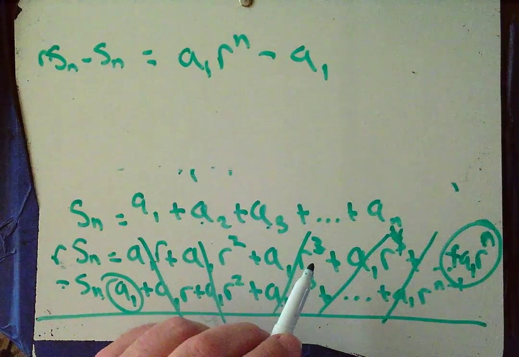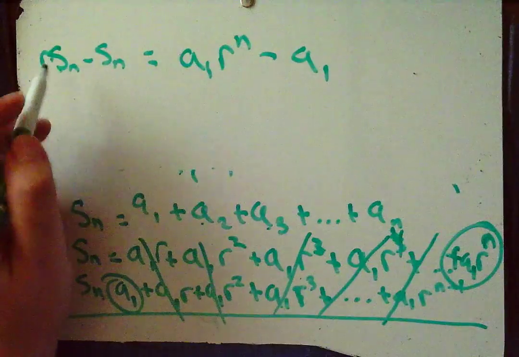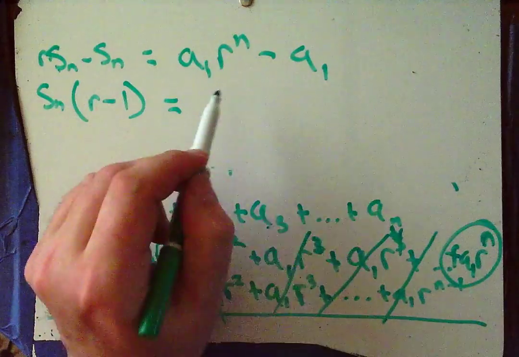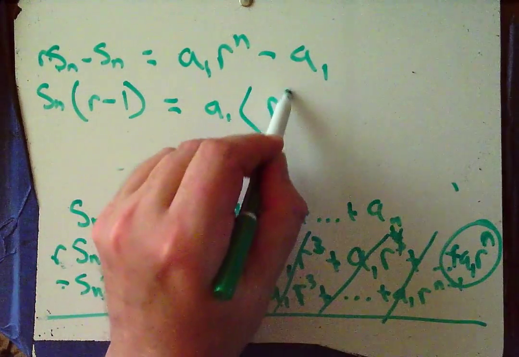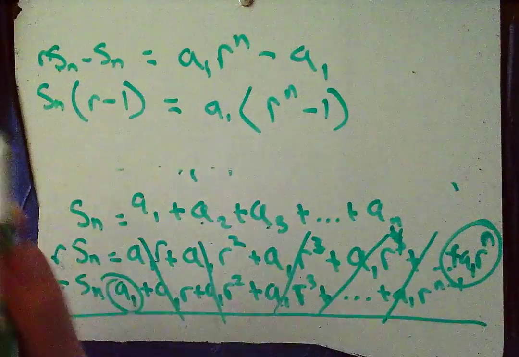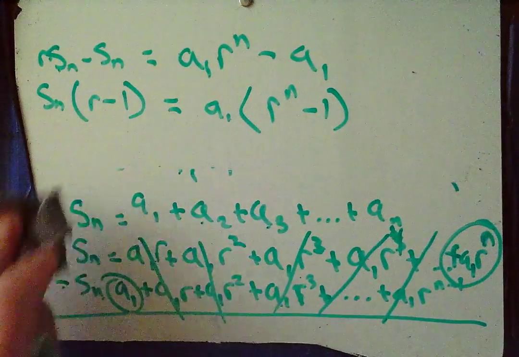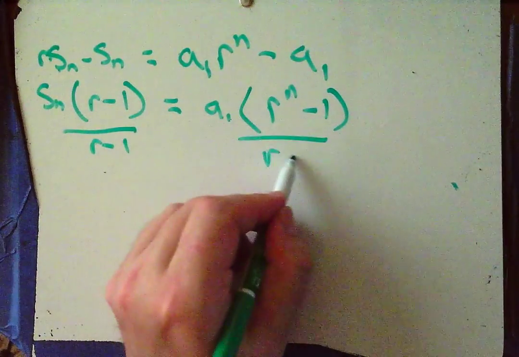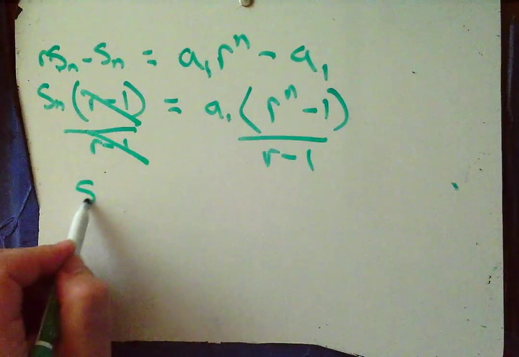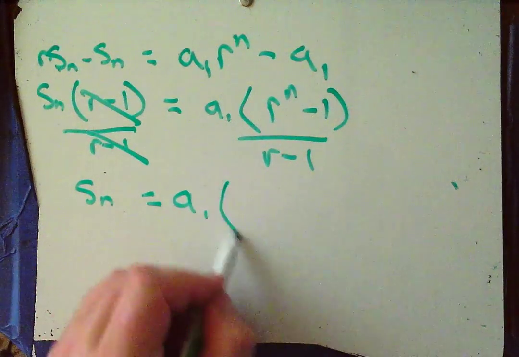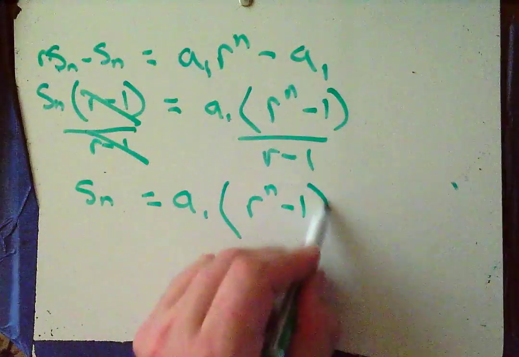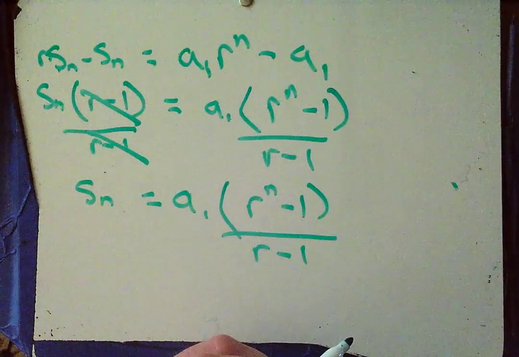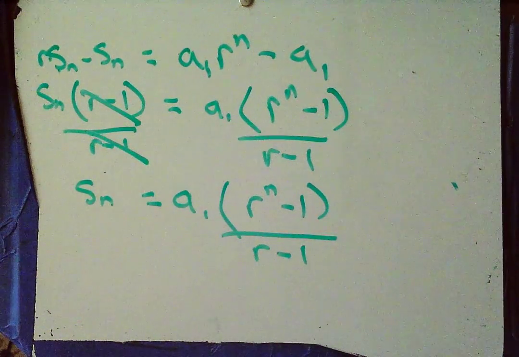Okay, so what can we do here? Well, on this side, I'm going to factor out an s sub n, because that's the thing I'm trying to solve for. And on this side, I can factor out an a sub 1 and get r to the n minus 1. Now, I'm trying to get this by itself, so what I need to do is to divide both sides by r minus 1. So we get s sub n equals a sub 1 r to the n minus 1 over r minus 1. And there's our formula.